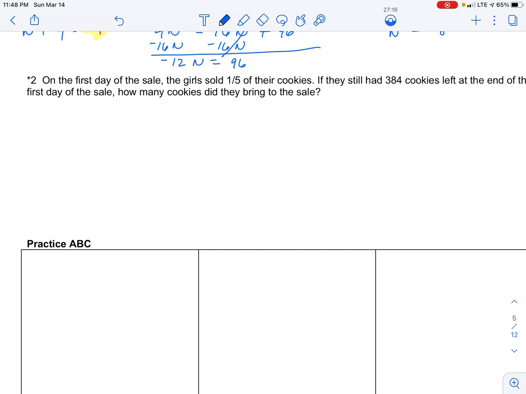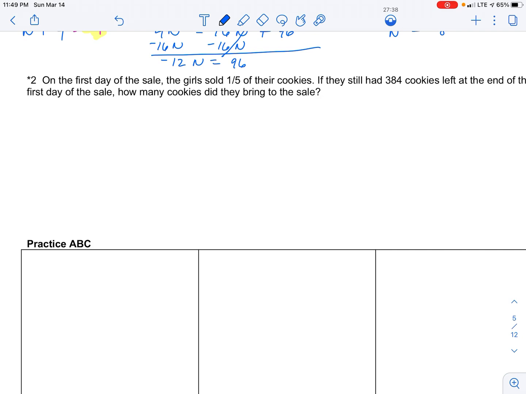All right, so on the first day of the sale, this is number 2. On the first day of the sale, the girls sold 1/5 of their cookies. If they still had 384 cookies left at the end of the first day of the sale, how many cookies did they bring to the sale? So we're looking for this total amount. We know that they sold 1/5 of their cookies. We know how many are left. So this looks like the problem we just worked out.